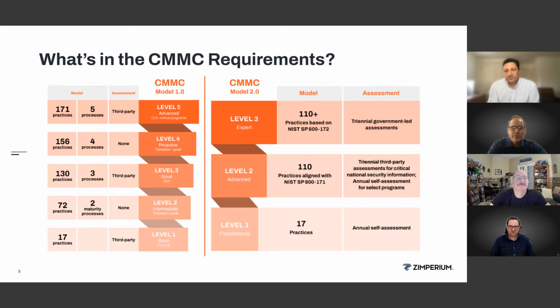Walk us through a little bit about the specifics of the mapping that you did relative to the requirements in mobile threat defense.